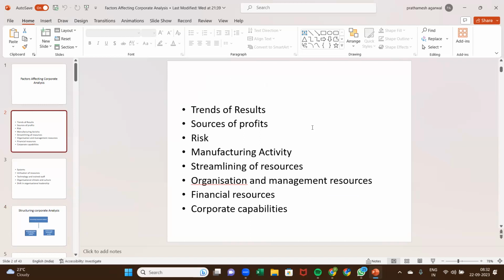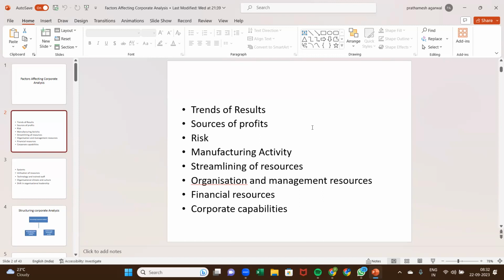Trends of results. Factors affecting corporate analysis. The first point is trend of results. Now, the organization should also have the capacity to consider the outcomes and the past trends. Past trends means what? This has happened in the past. What can be the outcomes in the future? So before we do the analysis of the internal environment, the organization should consider the outcomes.